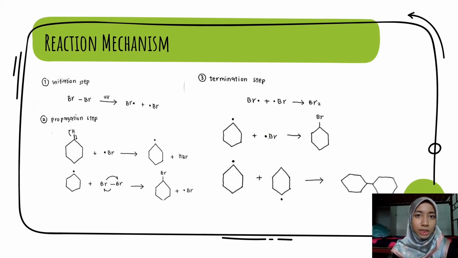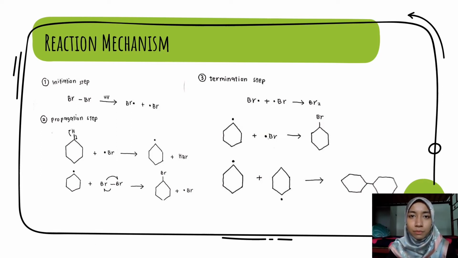The next step is propagation. This step is the most important step in this reaction because it will produce the major product. Bromine radical will react with the reactant, which is cyclohexane, to produce cyclohexane free radical plus hydrogen bromide. And then the cyclohexane free radical reacts with bromine to produce bromocyclohexane plus bromine free radical.